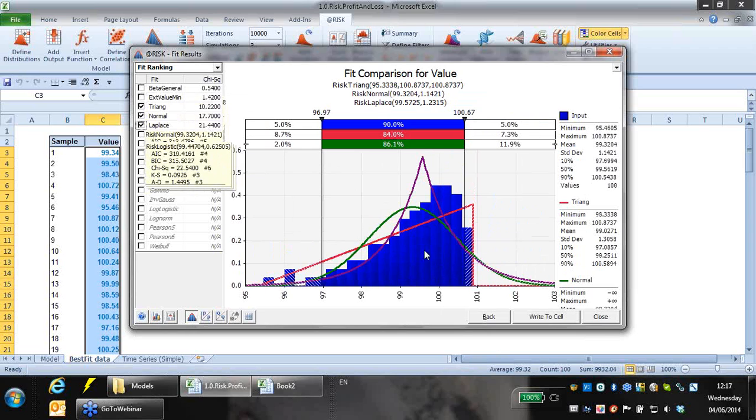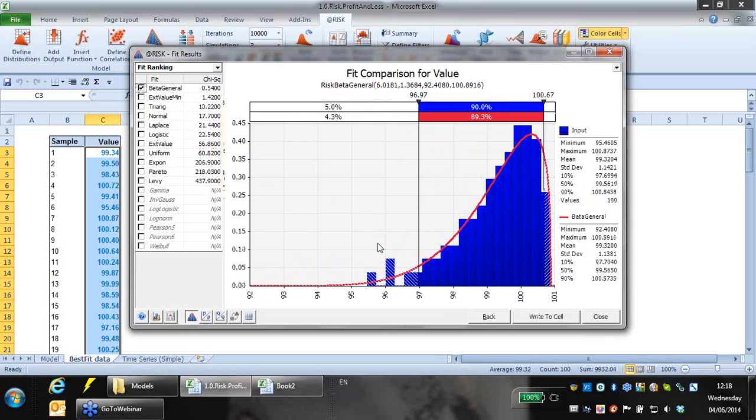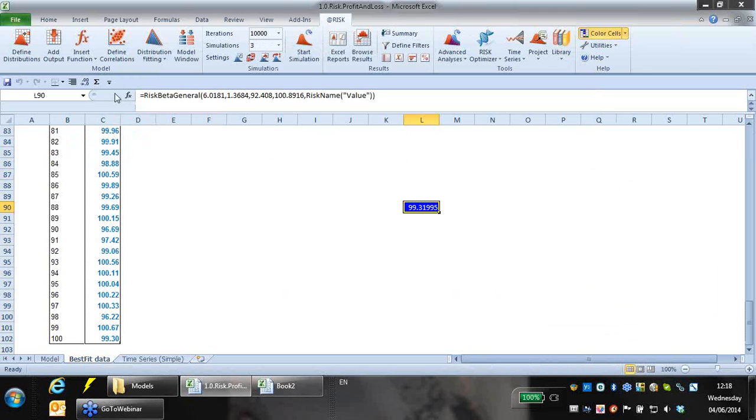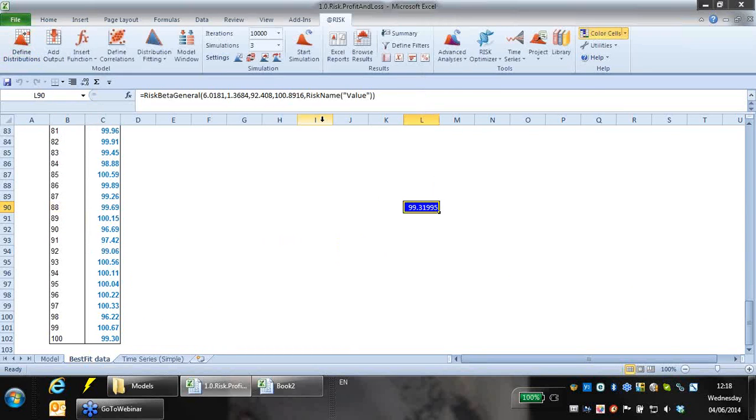You can see that the distributions become less and less suitable for my data. And so typically what you'd do is look to choose the distribution which is the best fit or close to the best fit, and then use that. If I write to cell and then click next, as an input for your new data. And so here what we've now got is that historic data converted into a probability distribution, which @RISK can sample from and use as an input for our new model. Really useful stuff.